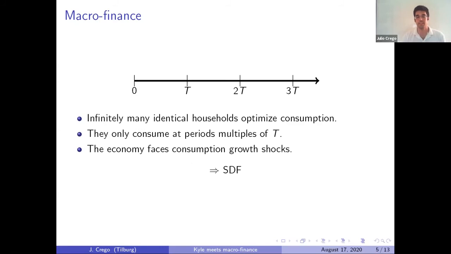Now, what's the model itself? So we have two timelines. We have the consumption timeline and we have the trading timeline. So this is inherited from A.M. and Chao. So we consume every capital T periods.